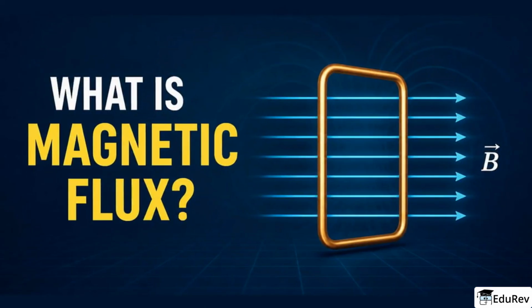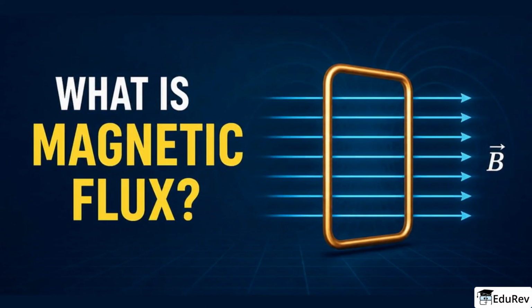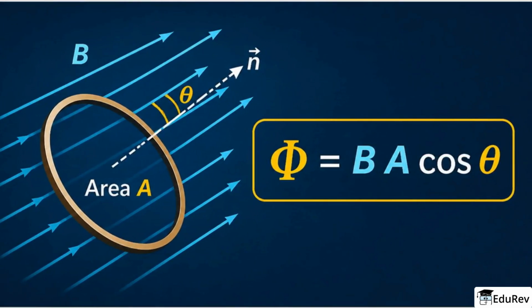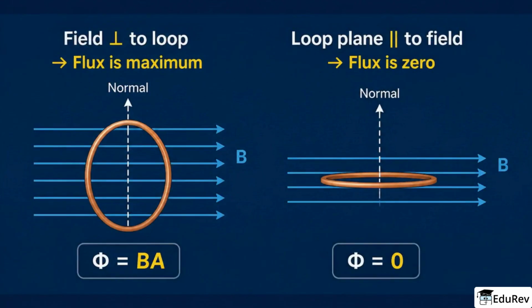Now, what is magnetic flux? Think of it as the number of magnetic field lines going straight through a loop. If the field strength is B, and the loop area is A, and the field makes an angle theta with the normal, then the flux equals B times A times cosine theta. If the field is perpendicular to the loop, the flux is largest. And if the loop plane is parallel to the field, the flux is zero.